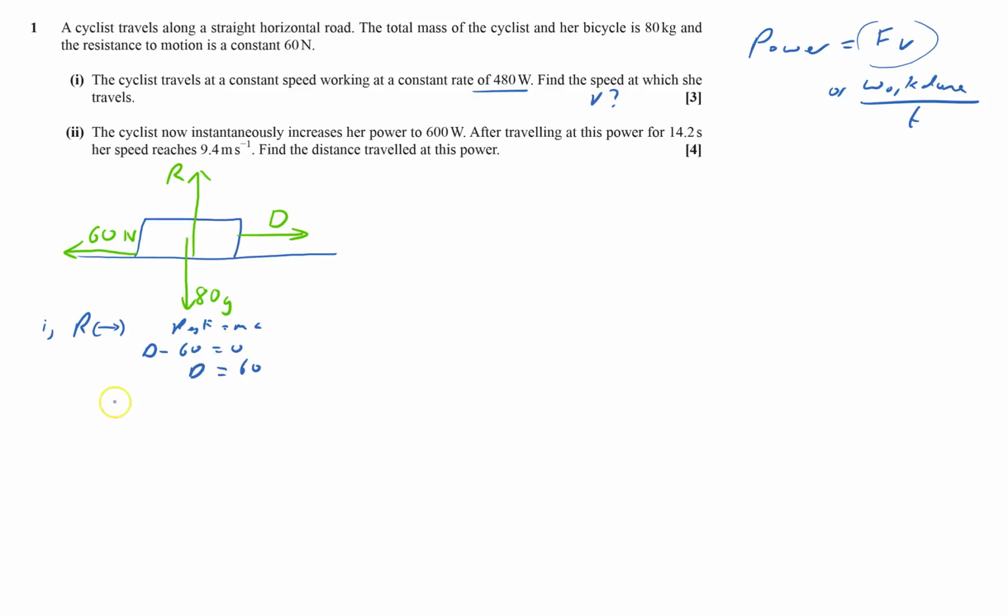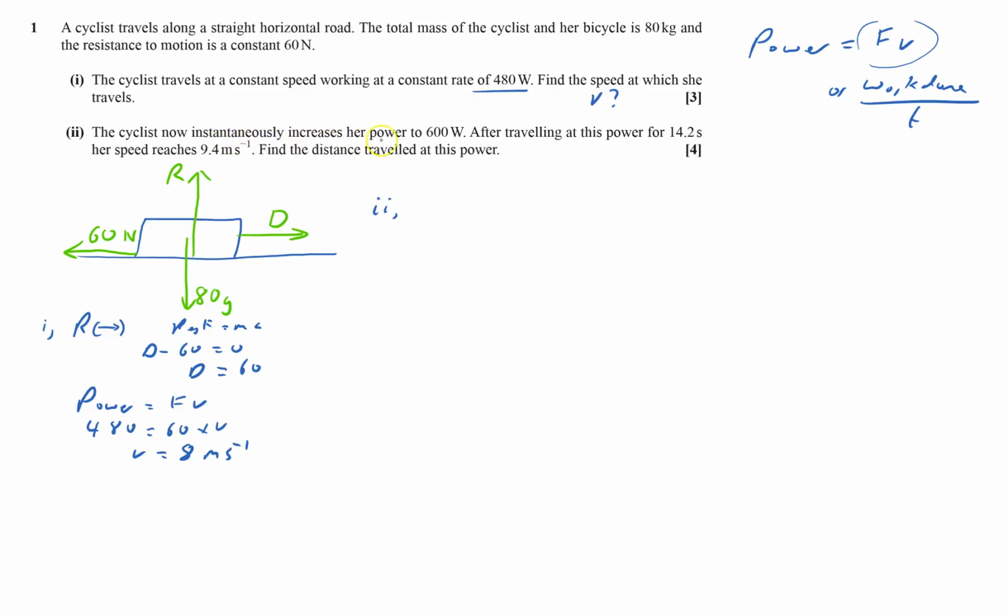That tells me what I've got, and I've got power equals Fv. I now know that the force is 60, the power is, it says, 480, so 480 equals 60 times v, so v equals 480 divided by 60, which is 8 meters per second. So that's done the first part, 3 marks, and now the second part, do it here.